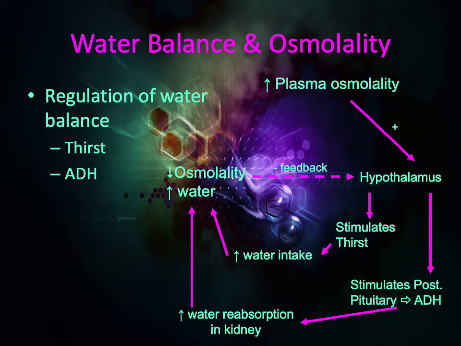The body regulates water balance through stimulating the thirst response and production of antidiuretic hormone, or ADH. The hypothalamus detects when plasma osmolality increases. The hypothalamus responds by stimulating the thirst response and stimulating the posterior pituitary gland to increase production of ADH. The thirst response stimulates increased water intake, which helps to lower the plasma osmolality. Increased ADH production stimulates the kidneys to increase water reabsorption, thus lowering the plasma osmolality.